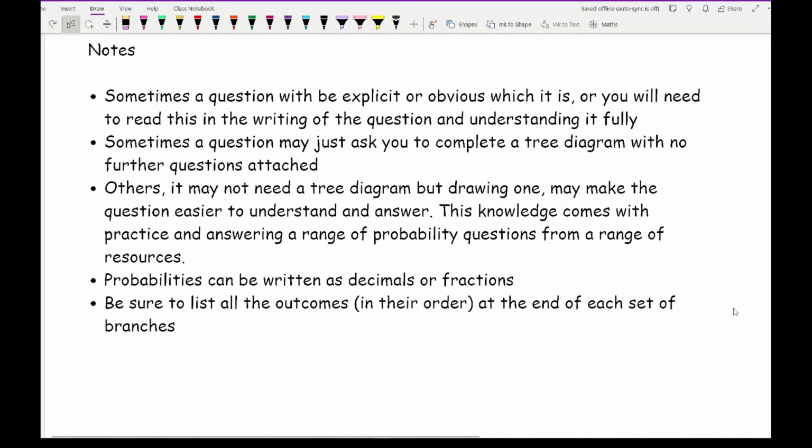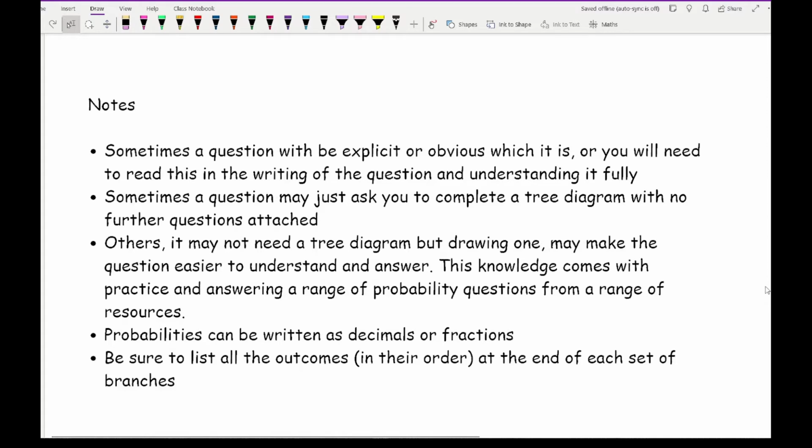Now, in terms of some general notes, it's worth making a note of. Sometimes a question may be explicit or obvious. So for example, a question may ask you to draw a tree diagram. It may not ask you to draw a tree diagram. So it's important that you read this in the question and in the writing of the question to understand where you actually use this diagram.